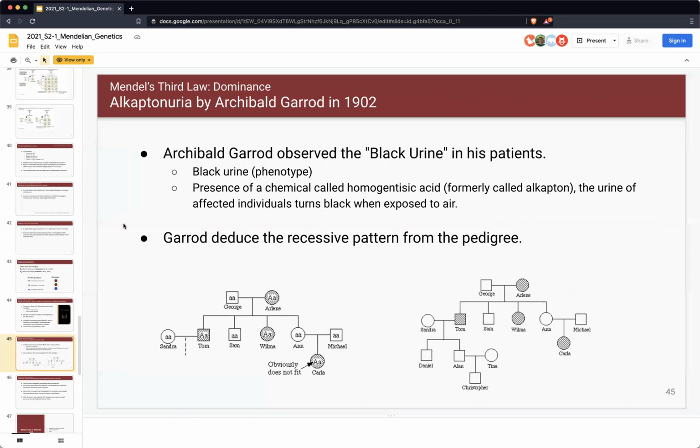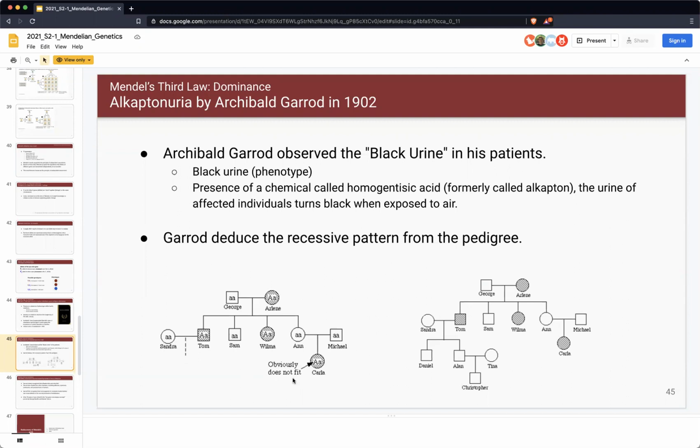So he collected the entire family, and then he traced whether the trait is inherited, right? In the grandparent generation, the grandmother has the black urine pattern, and the mom has it. That's okay, because mom has it. Then the second daughter doesn't have the black urine pattern, and the father didn't have it either, but the child has the pattern, right? So it doesn't really match that idea about the black urine, right? That was Garrod's original idea about the patterns.